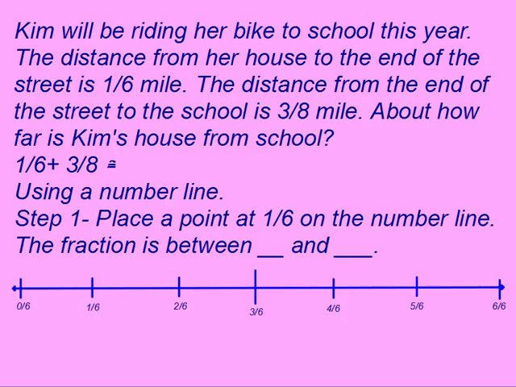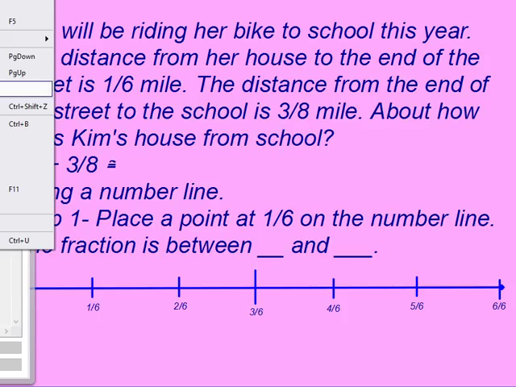Here's our problem. Kim will be riding her bike to school this year. The distance from her house to the end of the street is 1/6 of a mile. The distance from the end of the street to the school is 3/8 mile. About how far is Kim's house from the school? So if we write an equation, it's 1/6 plus 3/8 about.